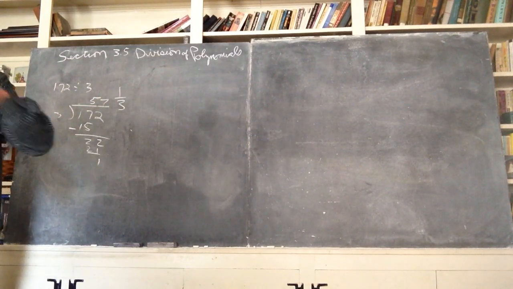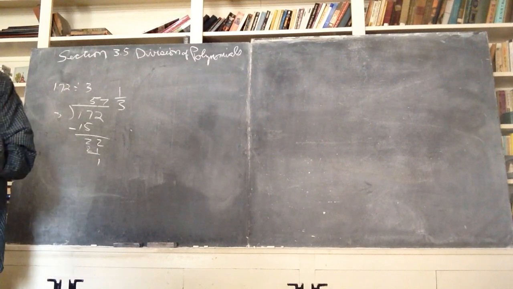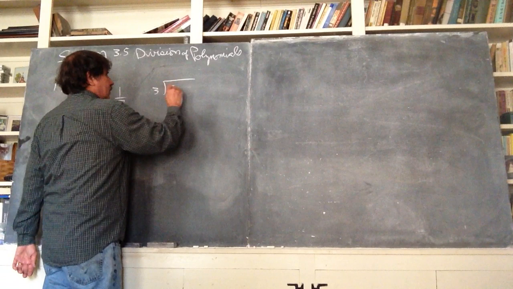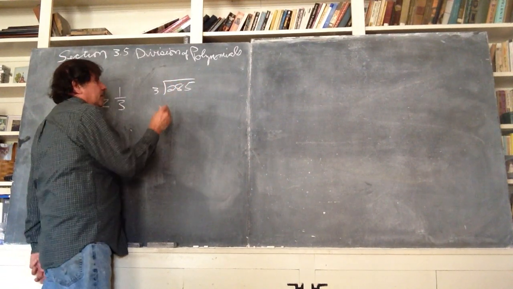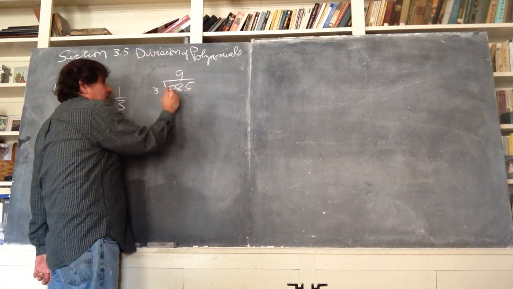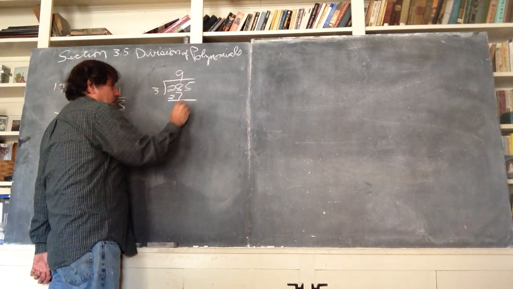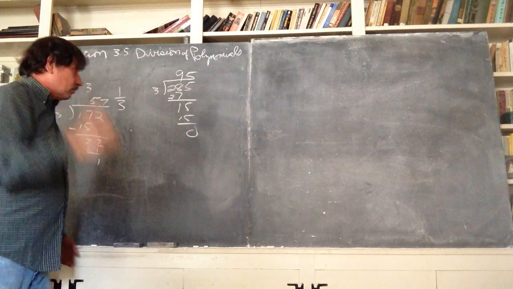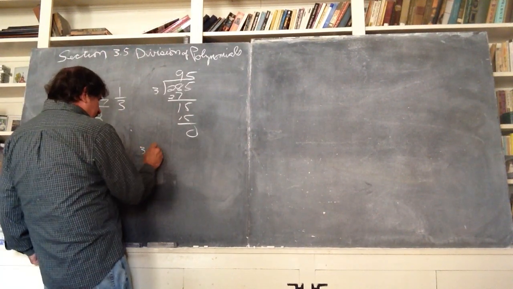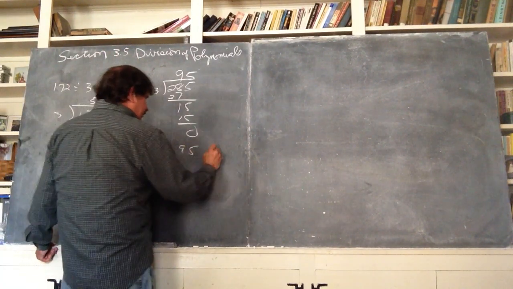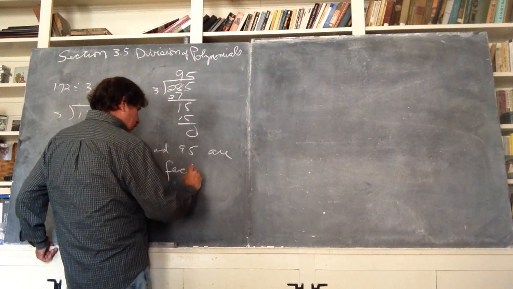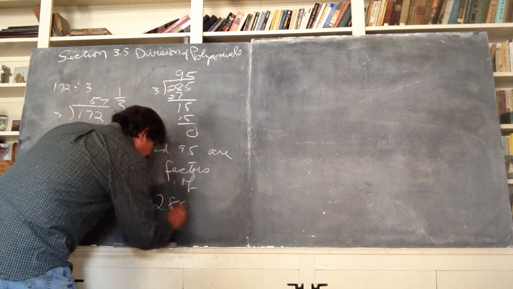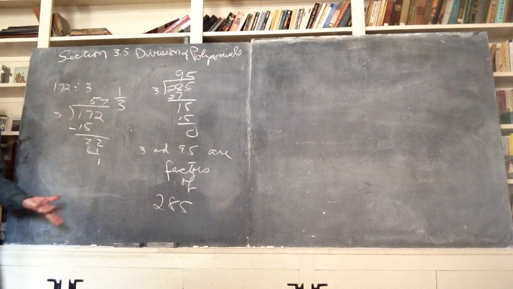Now consider another one, because that has a remainder of 0. 3 into 285. And we just want to think about what we're doing here. That's a 9, right? 27, subtract 1, 5, 95. Remainder of 0. 3 and 95 are factors of 285. So that's where we're headed. That's what's behind what we're going to do.